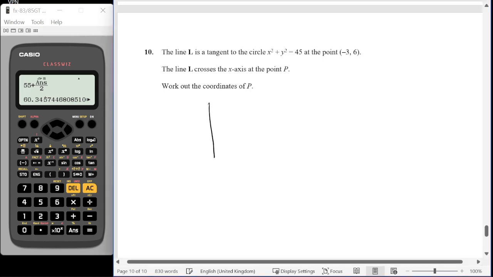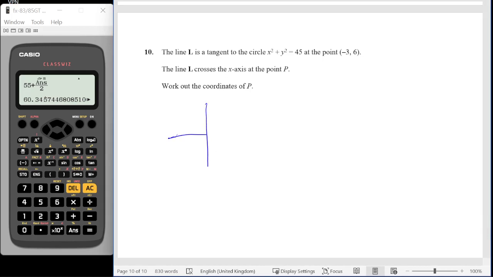Okay, so let me make sure I've got my blue pen on, just because I've done the whole paper in blue. A very basic sketch. And we've got the point minus 3, 6, so we've got kind of a point here. We need to work out the gradient of that radius, which will give us the perpendicular gradient of L. And then we need to find where it crosses the y-axis. So the y-intercept.